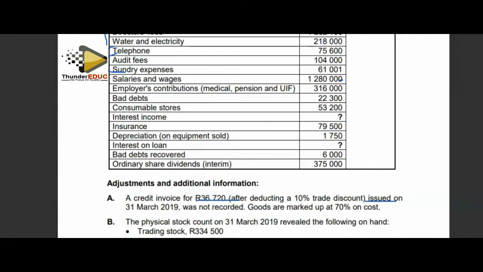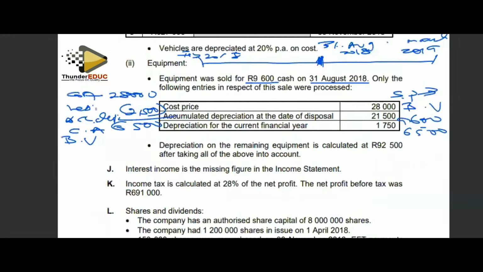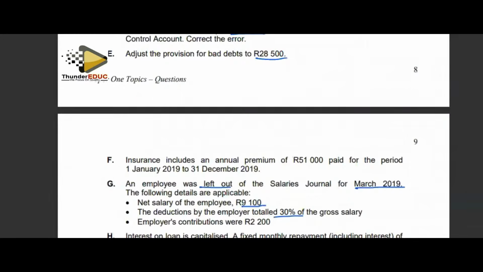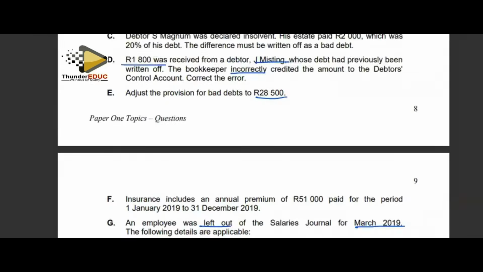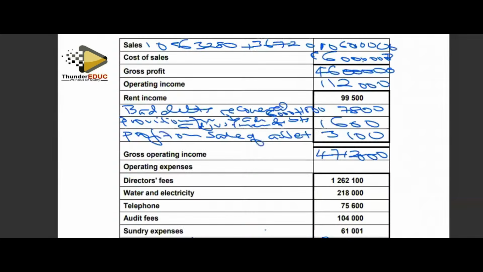316,000. I don't think they said anything about it, so I have to go down and check if they said anything about this contribution. Okay. This one deals with the shares, income tax, interest income. So they never said anything about it. So what we do, we just put it the way it is. So the employer's contribution was how much? Let's check. Okay, let's go up a bit. It is 316,000. So we bring it the way it is.